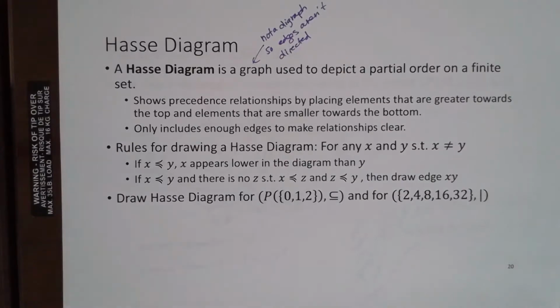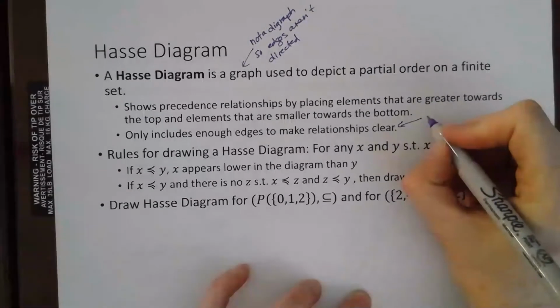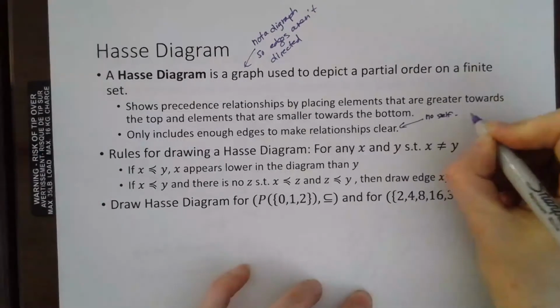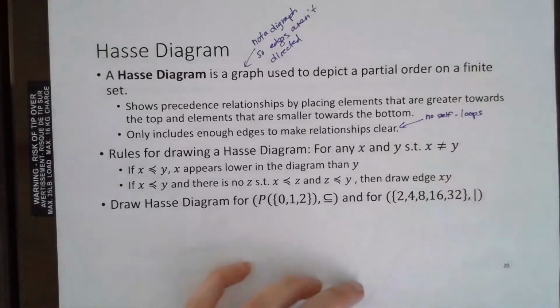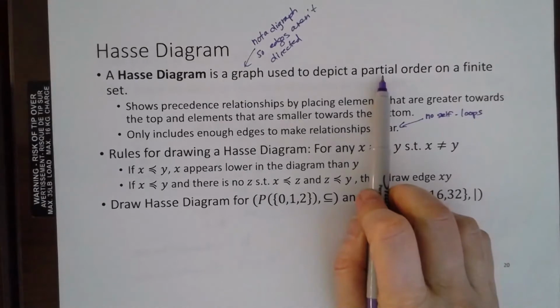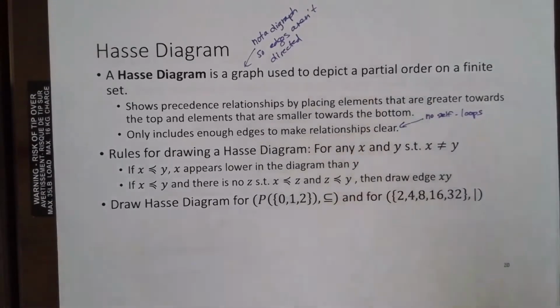So, for example, we have no self loops. We're going to remove all the self loops. We know it's a partial order, and every partial order is reflexive. We know the self loops are there. There's no reason to clutter up our diagram with those because we know they're there because it's a partial order. We're going to take those away.